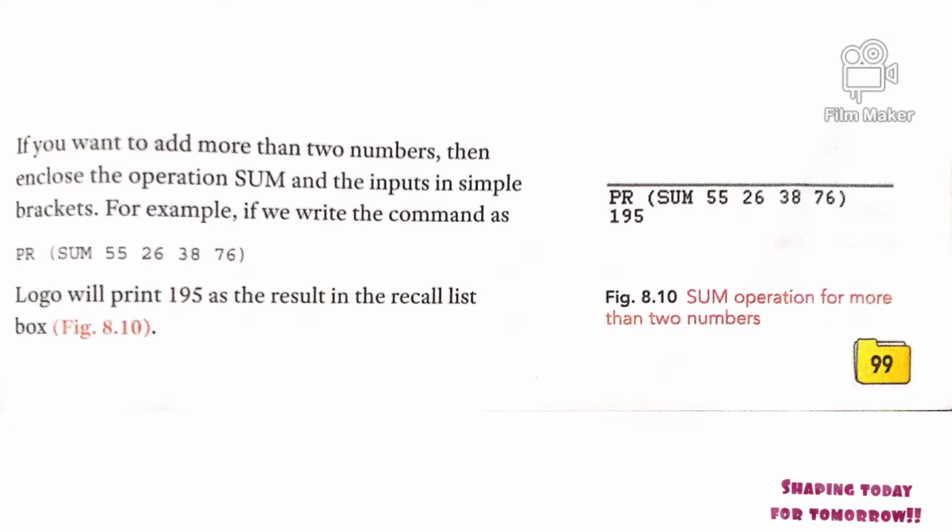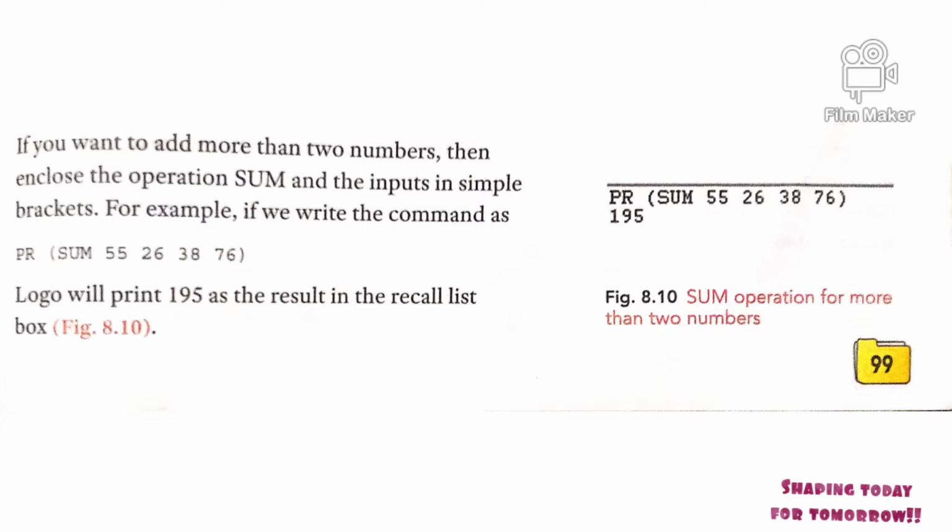First of all, it will add 55 with 26. Whatever the result comes, it will add 38 to that. Then whatever the result comes, it will add 76 to this. Okay, so we will get the result, that is 195, and it will print that.